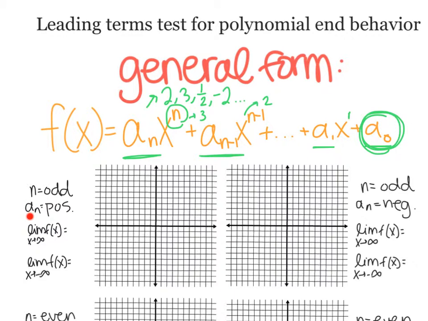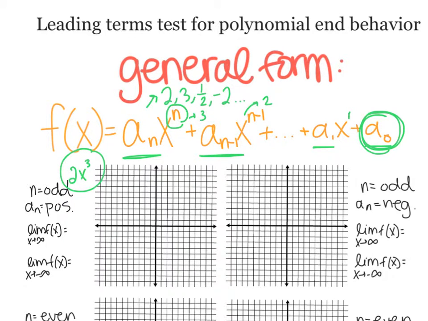And then also what is happening when our a sub n term, this first term right here, is positive. So we want a positive a sub n term and an odd n term. So let's think of that in terms of numbers. Let's say we had 2 times x to the 3rd. So let's say that was our first term.